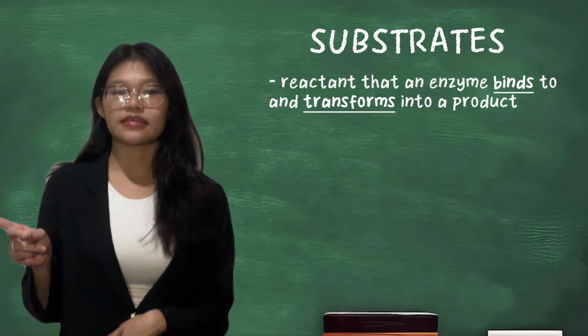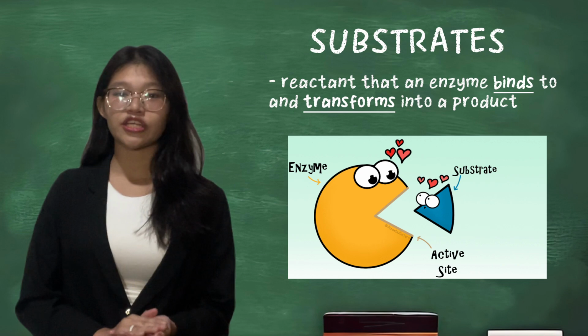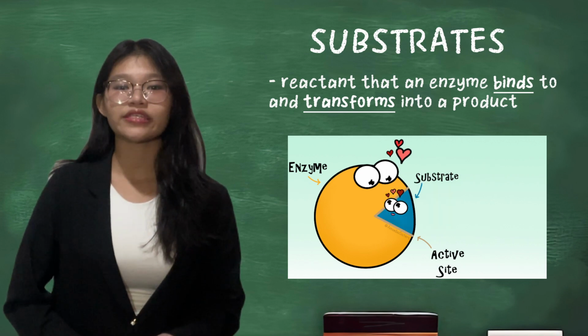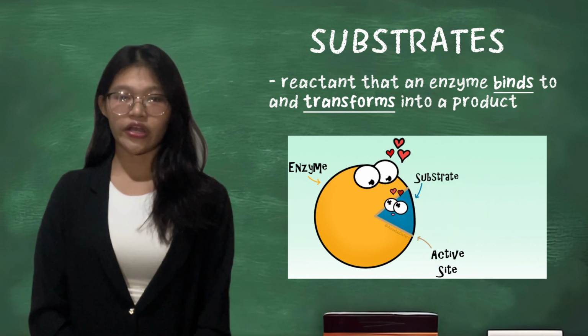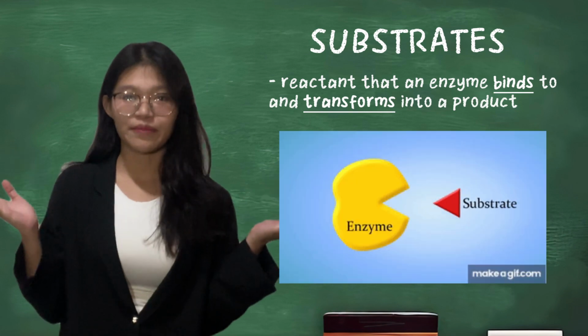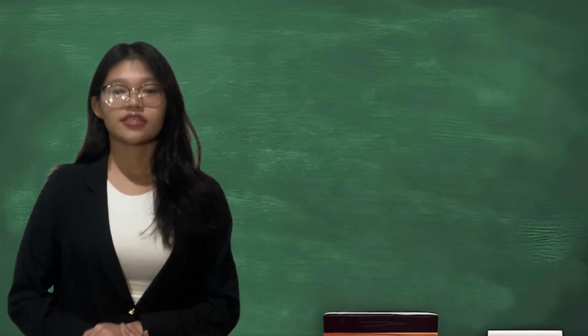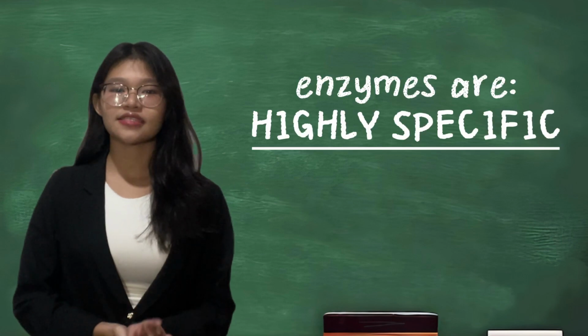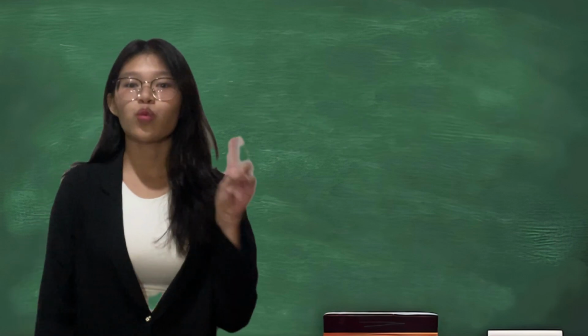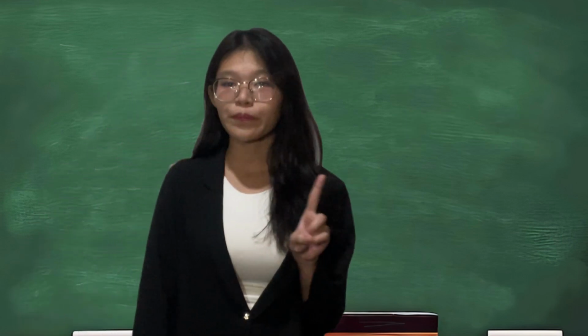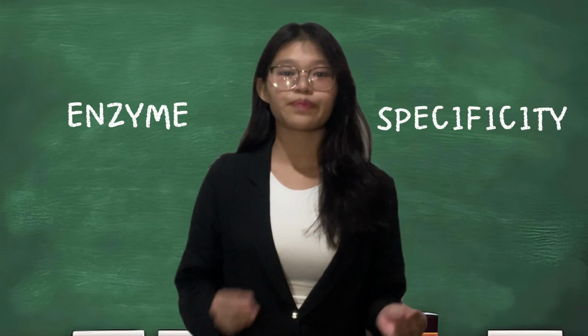Think of it like this. If the enzyme is a machine on an assembly line, the substrate is the raw material it works on. So the machine, the enzyme, changes the raw material, the substrate, into a final product. It's important to understand that enzymes are highly specific. One enzyme usually works on one particular substrate or a very small group of closely related substrates. This brings us to the idea of enzyme specificity, which is explained by two important models.